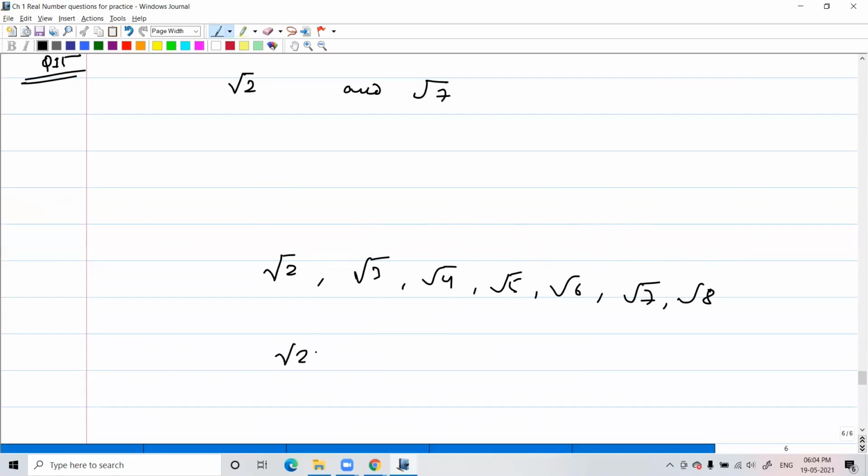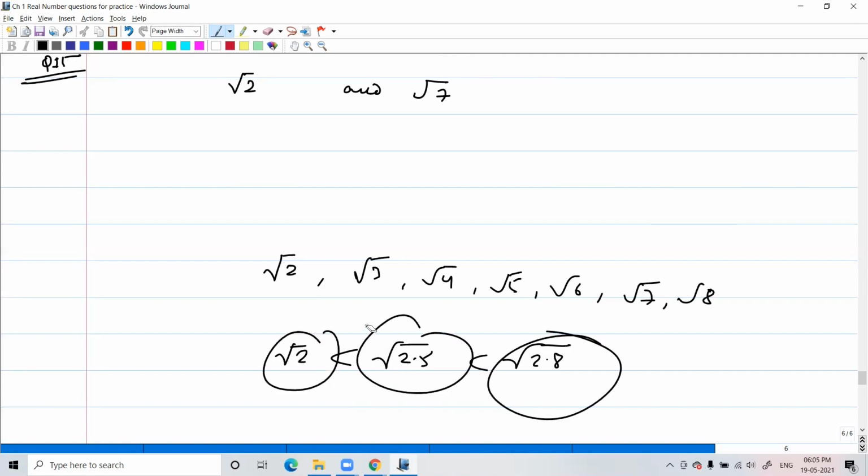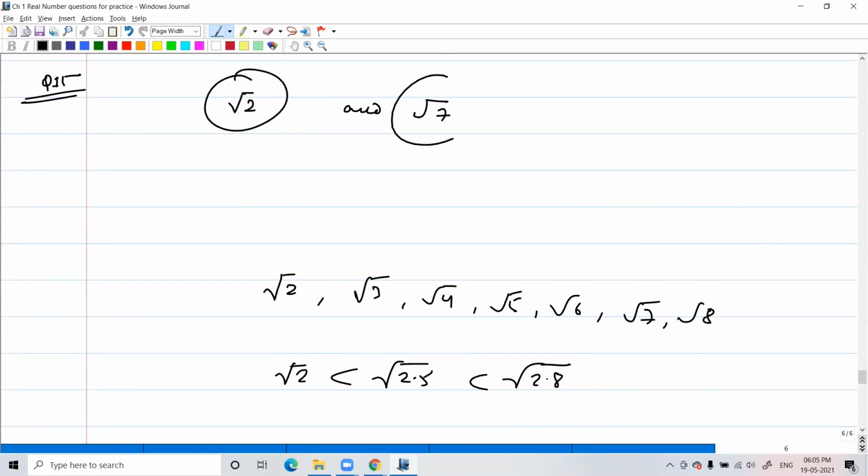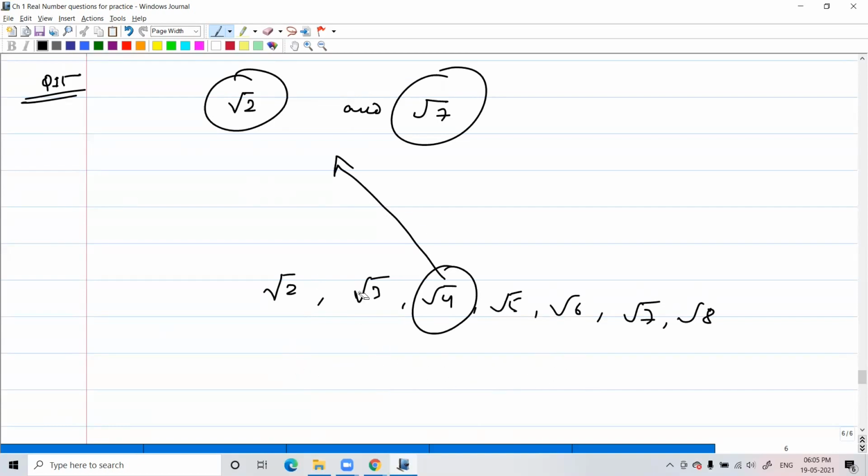In the same manner, if you have root 2 and you take root 2.5 and then root 2.8, they are still in ascending order. So the square root of a bigger number is bigger than the square root of a smaller number. You understand this logic? Yes, sir. Okay, so in this case, you have root 2 and root 7. This is very simple. Root 4 is a number lying between root 2 and root 7. It's very easy to figure out that root 4 is a rational number which lies between those two.